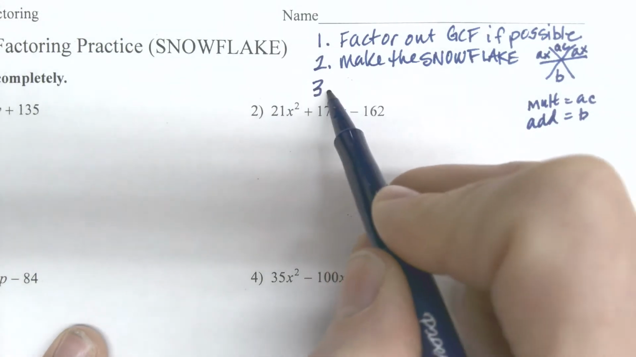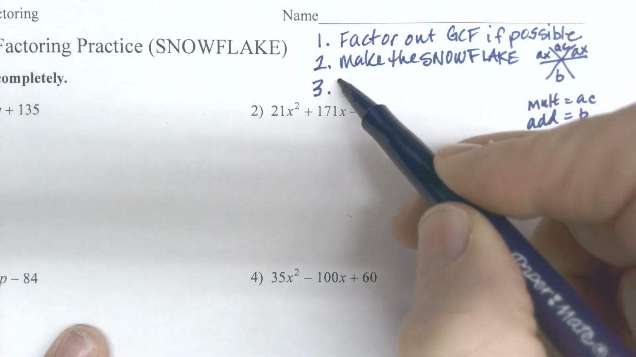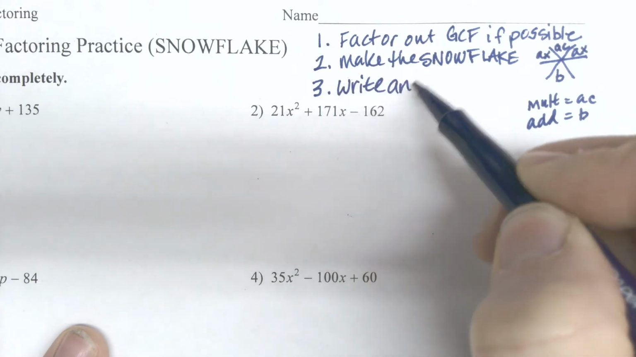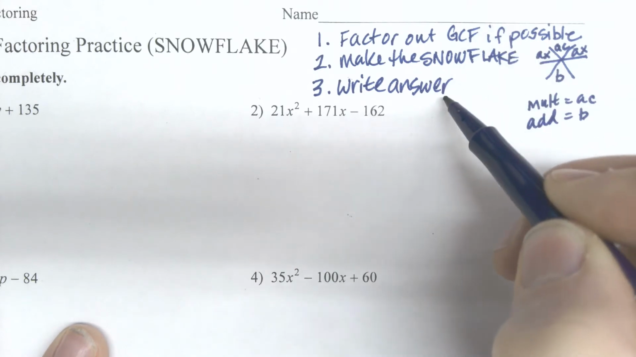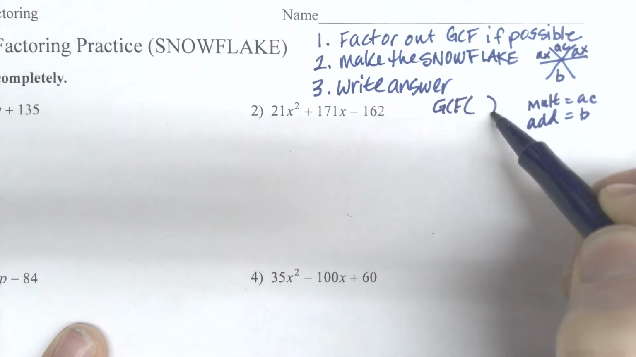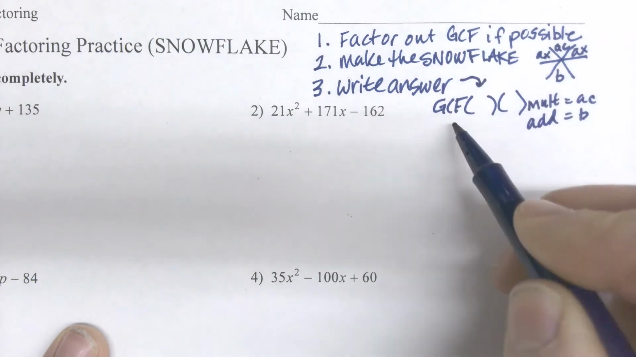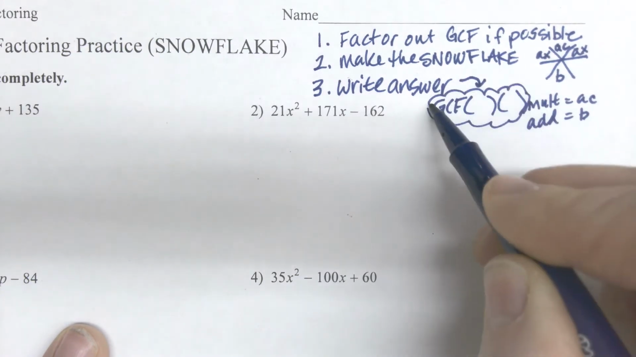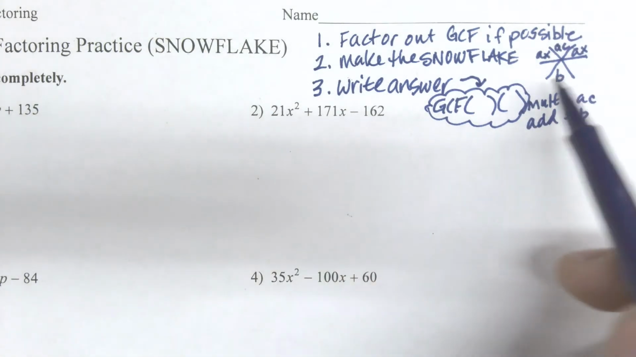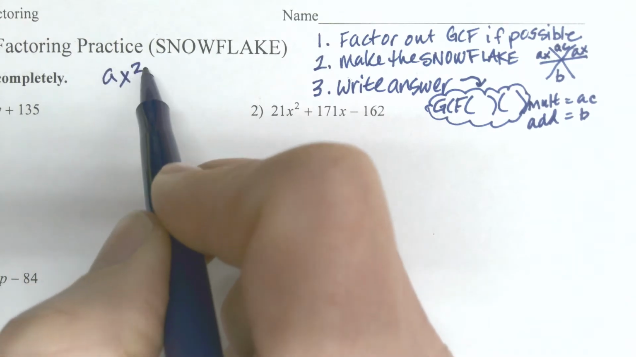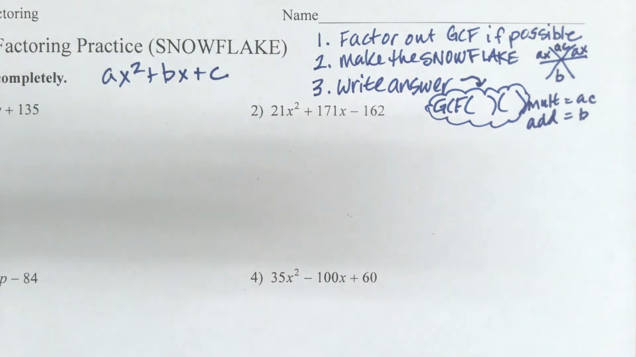And then the third thing is, after you do your reducing in your snowflake, write your answer with the parentheses. It's GCF parenthesis for your answer. Remember that you've got to put all of those things in there, like this will be your final answer that you write. Keep in mind when I talk about these A's, C's, and B's, every problem is AX squared plus BX plus C. That's kind of the order of the values that go in, okay?